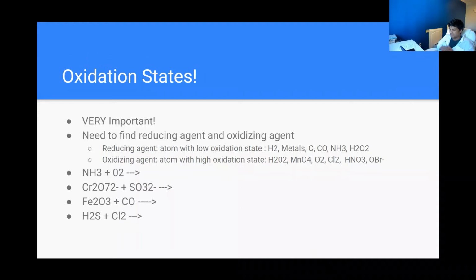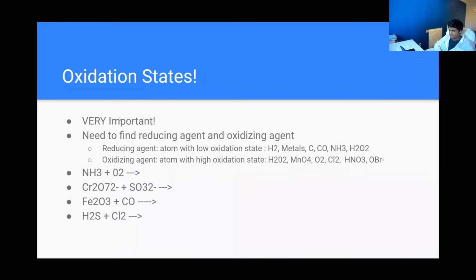I got that one wrong. Never mind, I take that back. MnO4 has a +7, right? And it will gain electrons from the reducing agents. So their low oxidation state becomes higher when they release electrons towards compounds that have high oxidation states, and those will thus be lowered.